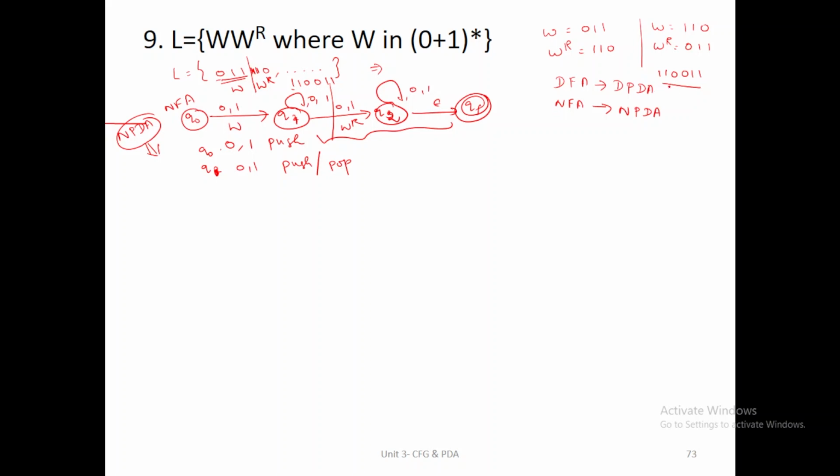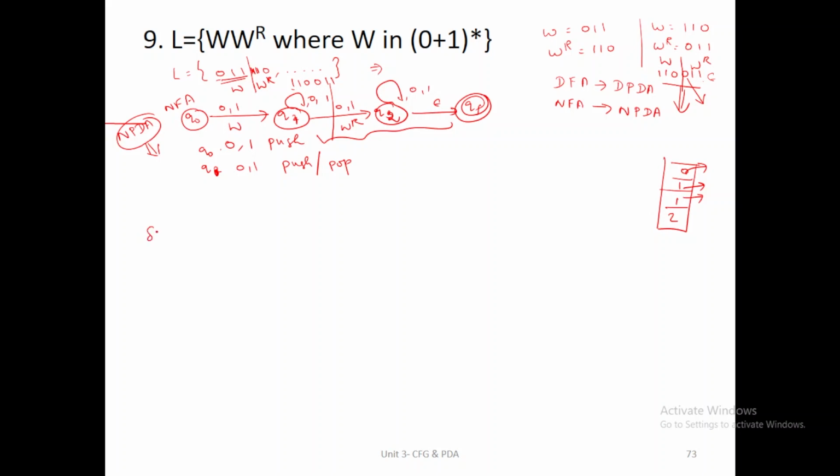For example, if I take this notation, this is W, this is WR. So Z, after that 110 is pushed. Then if you read 0 and 0 is on top, pop. Then if you read 1 and 1 is on top, pop. If 1 is also available, pop. Then epsilon, Z is there, so the string is correct. In this way only we can predict it. So this is the generalized notation.